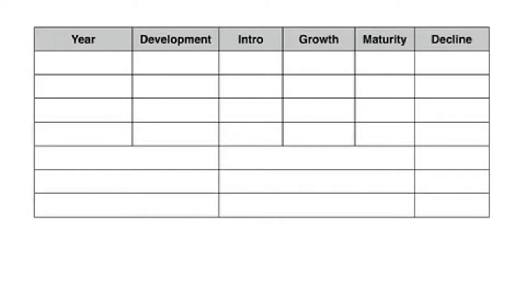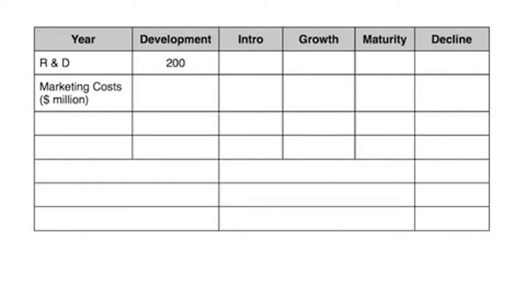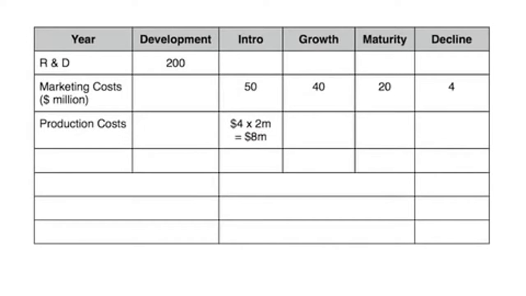So using the same method that we did in illustration 1, let's calculate the life cycle cost. So the first cost we have here, research and development. Well, that's only in the development phase and it is 200. We then have marketing costs. We're given the marketing costs and they are 50 million in the introduction phase, 40 in growth, 20 in maturity, and 4 in decline. Lastly, we have the production costs. So in the introduction phase, we have production costs per unit of $4. We have production volume of 2 million. So $4 times 2 million gives 8 million as our production costs.